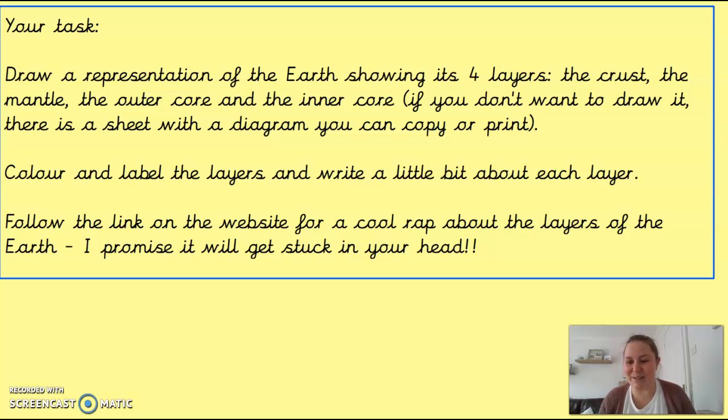And we really look forward to seeing your representations of the Earth all labelled up and explained, showing what you've understood. I will see you for tomorrow's geography lesson about the tectonic plates, the different parts of our crust and what they do.